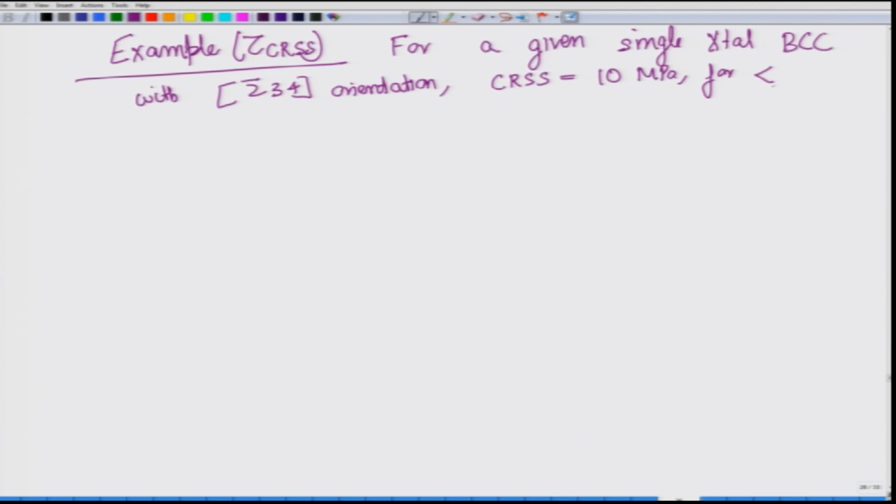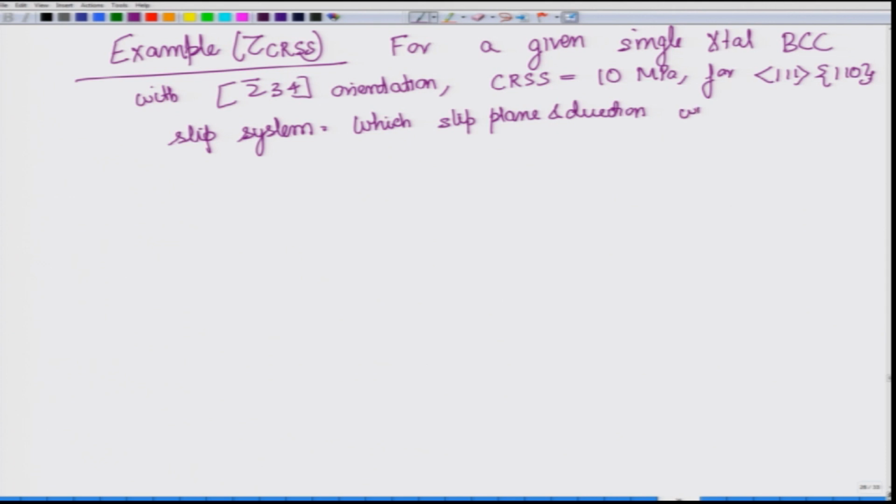And since it is BCC, if you remember, we had more than one type of slip system. So, we are defining which particular slip system this CRSS value is for. It is given that it is for the 111 direction and 110 plane, the 110, 111 slip system. Now, you have to find which slip plane and direction will get activated first.